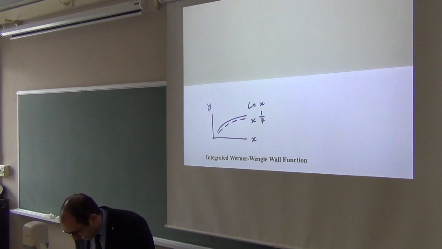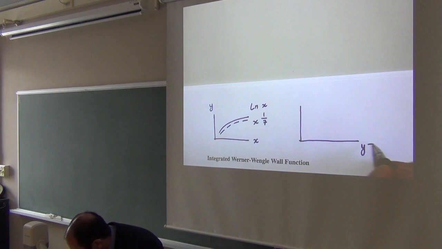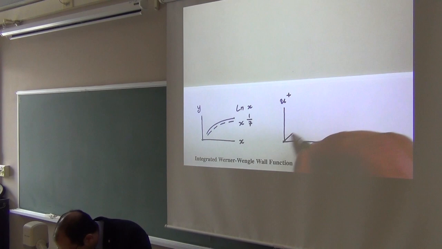Now the other thing is, let's take a little bit more detailed look at this specific wall function we use. Now I want to plot y plus versus u plus. I just want to show you the law of the wall. So we said u plus is equal to y plus all the way up to 11.81.